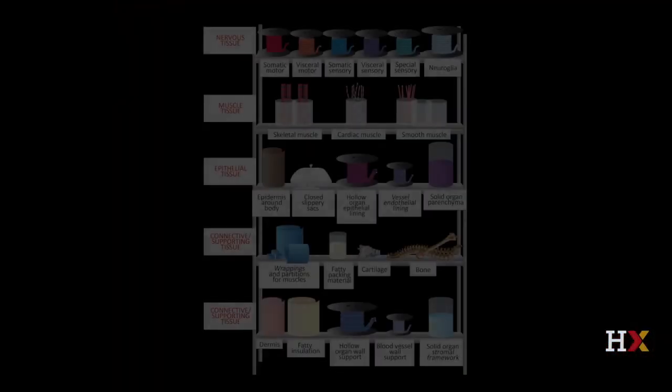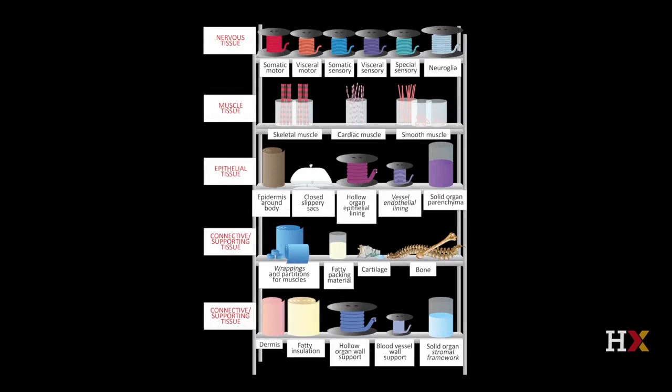Let's look for a minute at how these things that we've seen under the microscope are actually organized in our tissue stockroom, from which we can construct all the larger, more visible structures of the body. Here's our stockroom, on which we have the various tissues that we've just looked at, but organized into forms that we can incorporate into organs and organ systems.